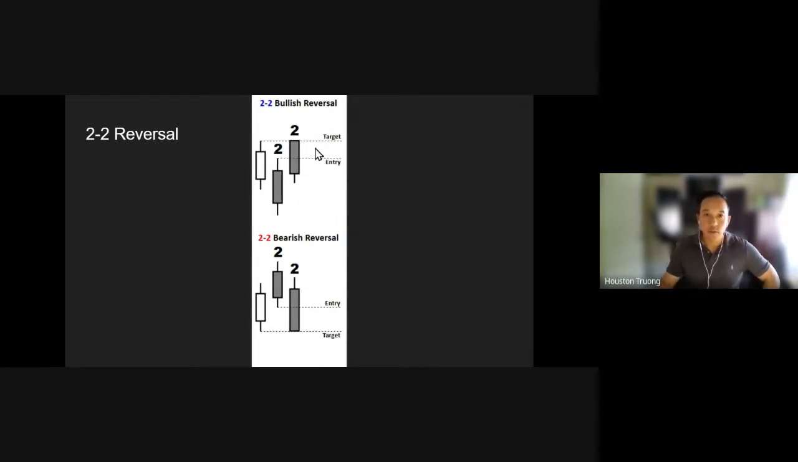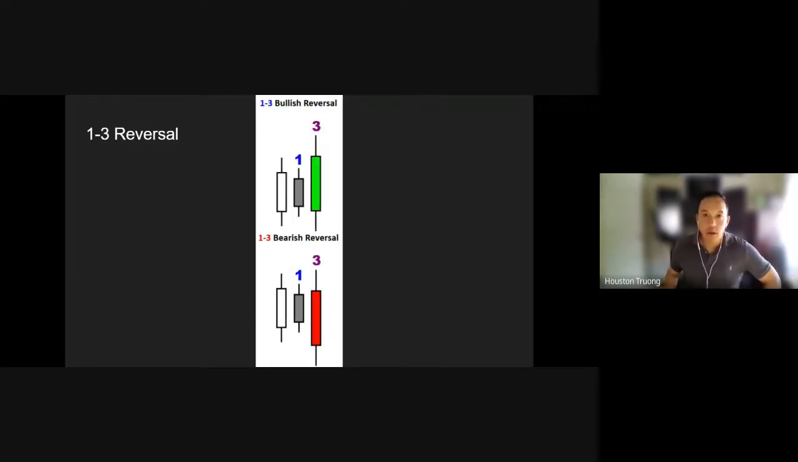A 2-2. Okay, so the first one's bullish. Price is going down. It's in a downtrend. All of a sudden it goes 2 down, 2 up. Don't worry about the targeted entries. Again, I'm not talking about trading entries today. We're just talking about describing price and describing reversals. Bearish is a 2 up, a 2 down. So imagine you have a big uptrend going. It's going 2 up, 2 up, 2 up, 2 up, and all of a sudden it goes 2 up, 2 down. There's your reversal.